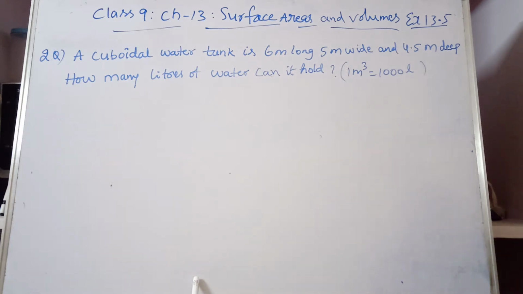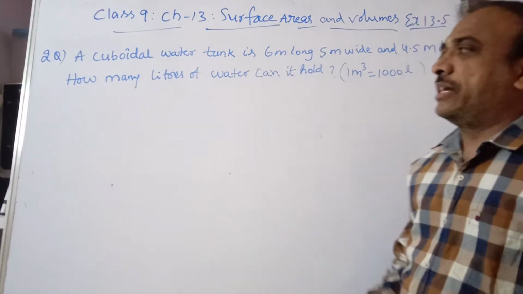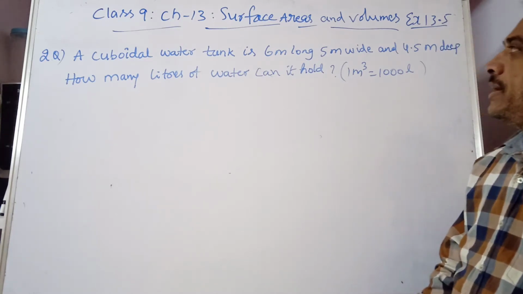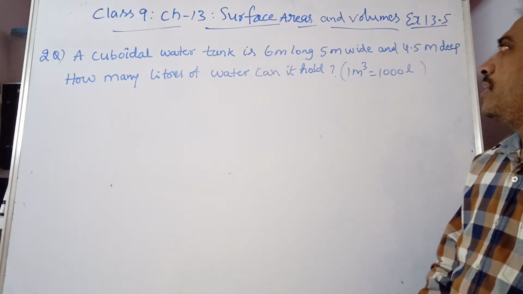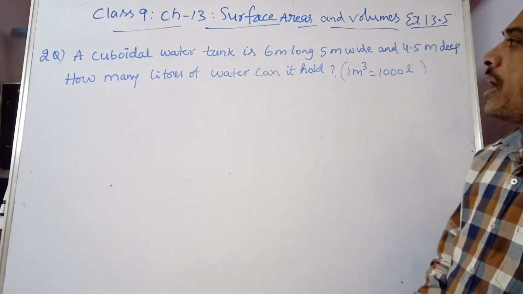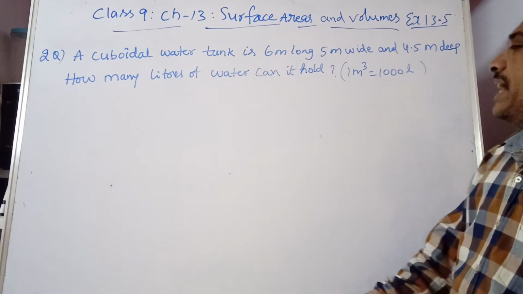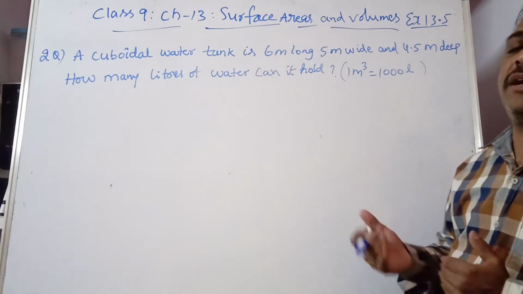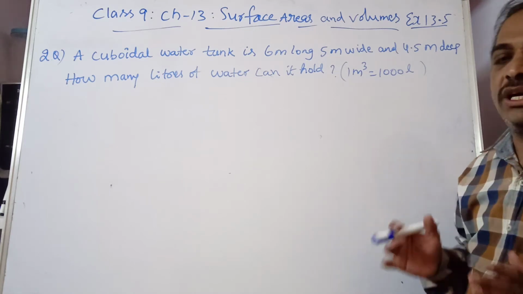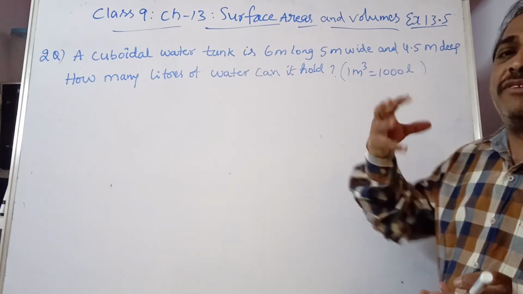Now exercise 13.5, question number 2. A cuboidal water tank is 6 meters long, 5 meters wide and 4.5 meters height. How many liters of water can it hold? We have seen the different types of water tanks: cuboidal water tank, cubical water tank, cylindrical water tank. So how much water can it hold?